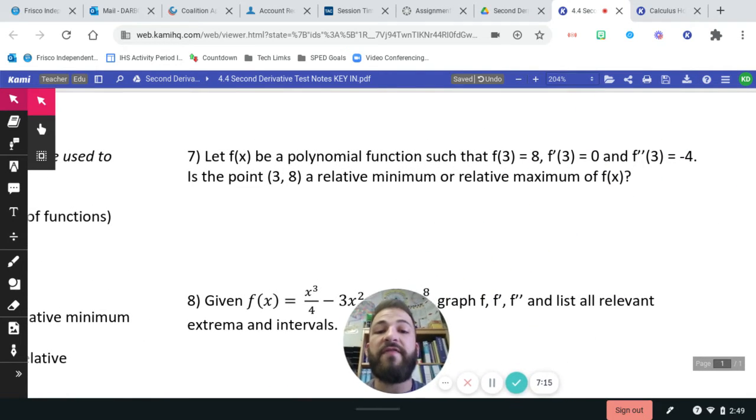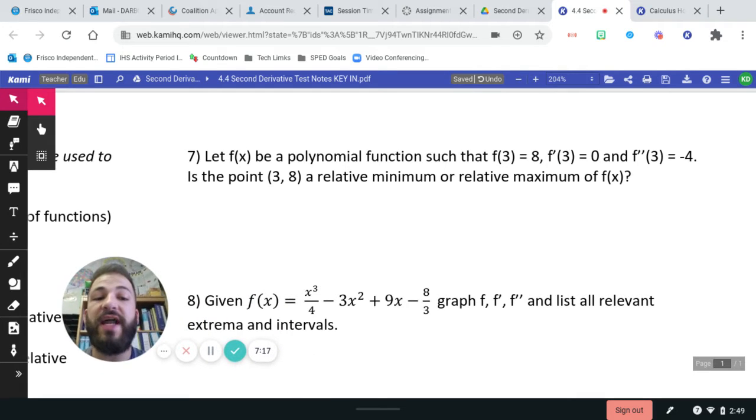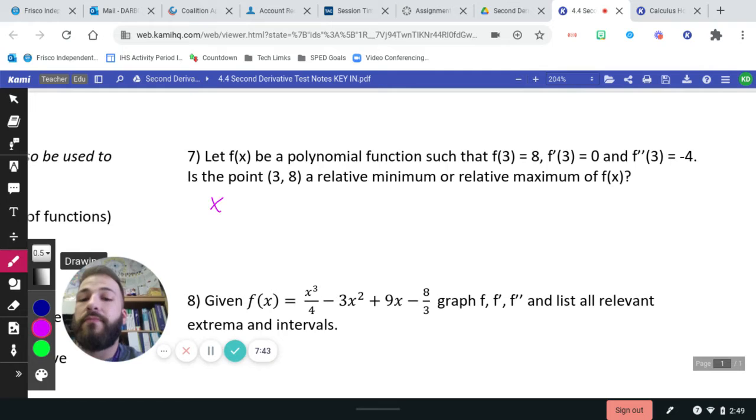Let f of x be a polynomial function such that f of 3 is equal to 8, f prime of 3 is equal to 0, and f double prime of 3 is equal to negative 4. Is the point (3, 8) a relative minimum or a relative maximum of f of x? Okay, so the information we have is that it's some value on the original function, 8. It's equal to 0 on the first derivative. So if it's equal to 0 on the first derivative, then that means 3 is a critical number.